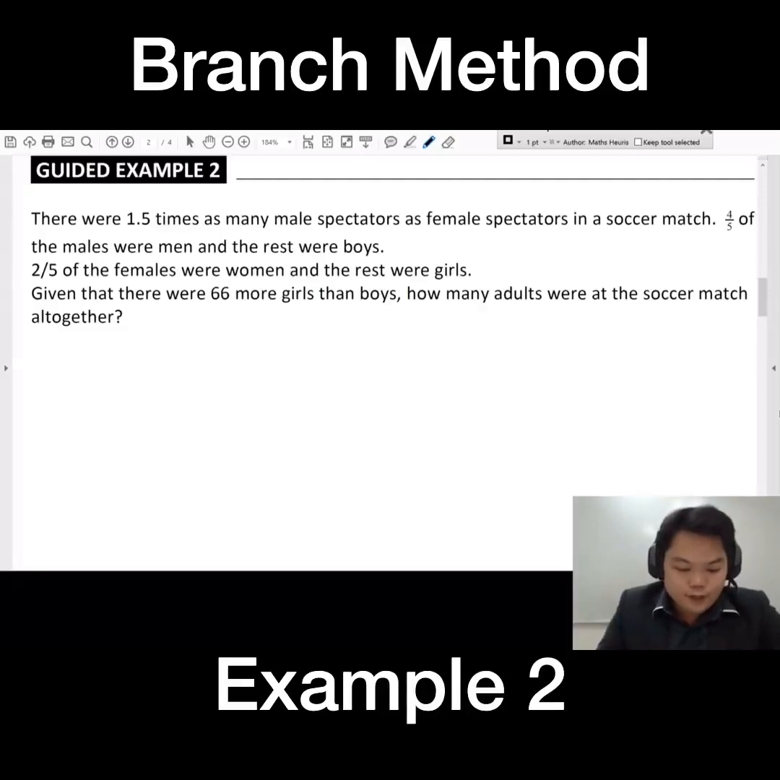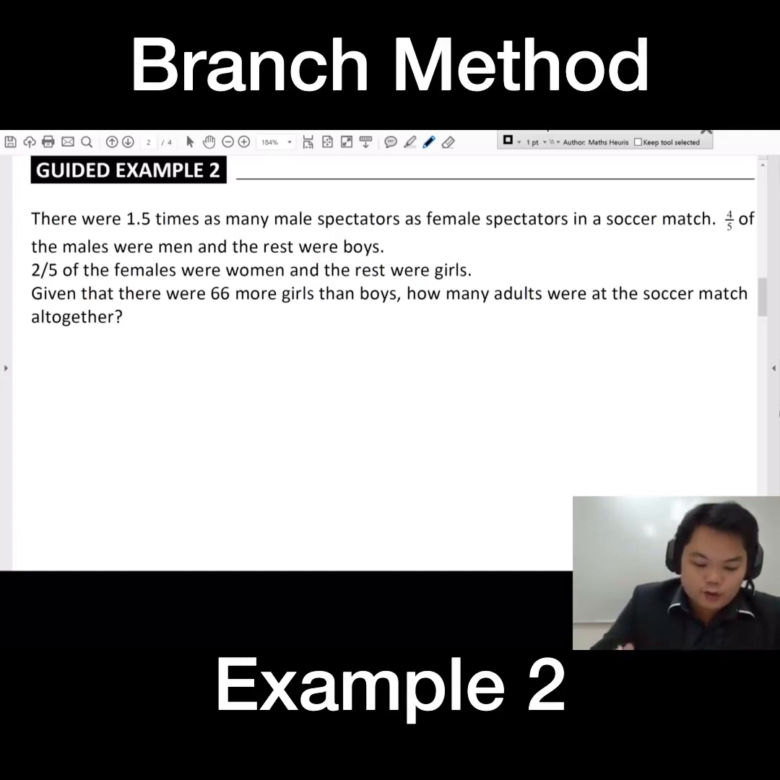There were 1.5 times as many male spectators as female spectators in a soccer match. So change this 1.5 to a fraction first. This would be 3 out of 2. I'll skip the simplification process.